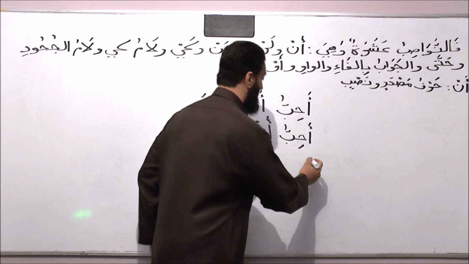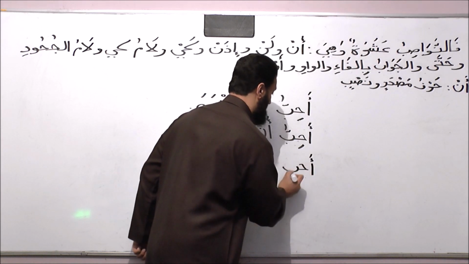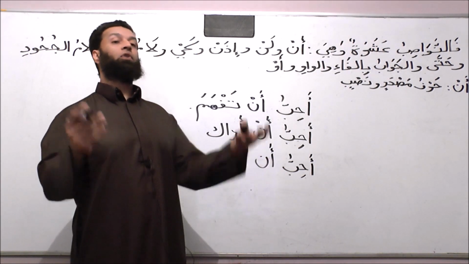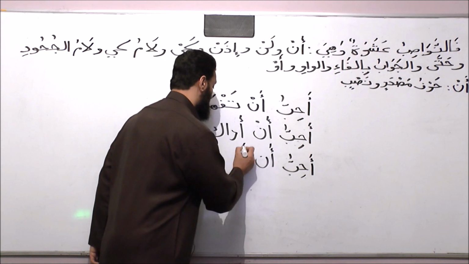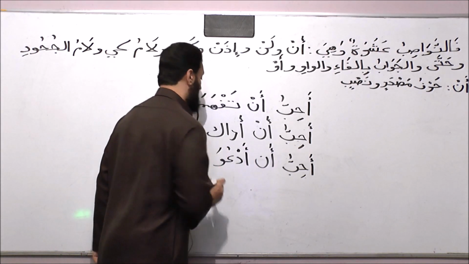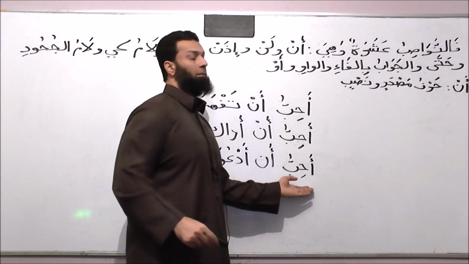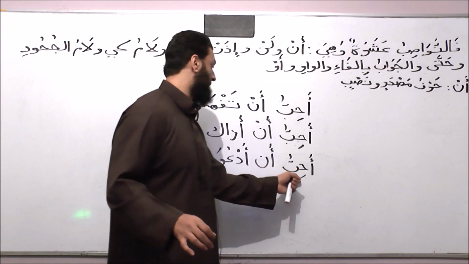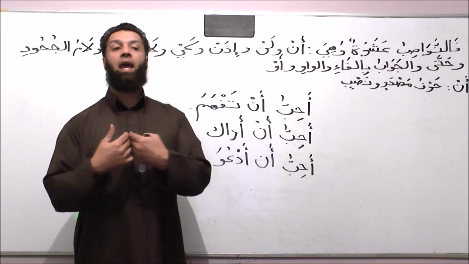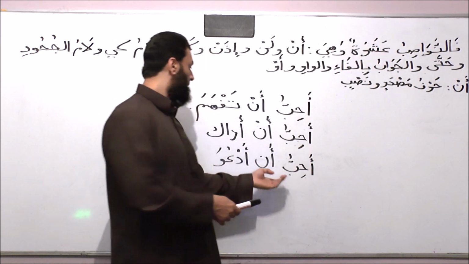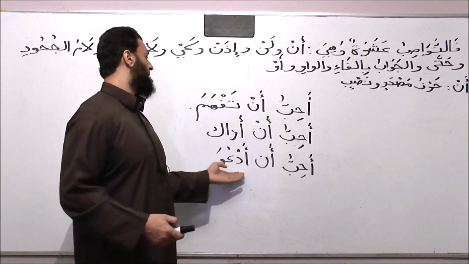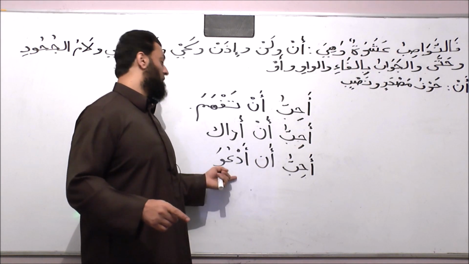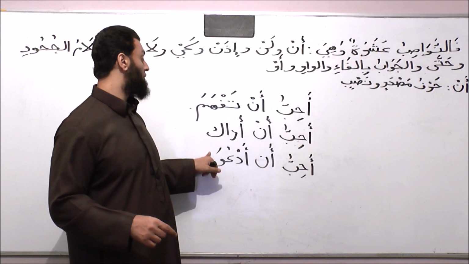And similarly, the third example is uhibbu. If we wanted to say I love to supplicate, uhibbu an ad'uwa. أحب again فعل مضارع مرفوع وعلامة رفعه الضمة الظاهرة على آخره وفاعله مستتر تقديره أنا. أن حرف مصدر ونصب, and أدعو is فعل مضارع منصوب بأن وعلامة نصبه الفتحة الظاهرة على آخره.